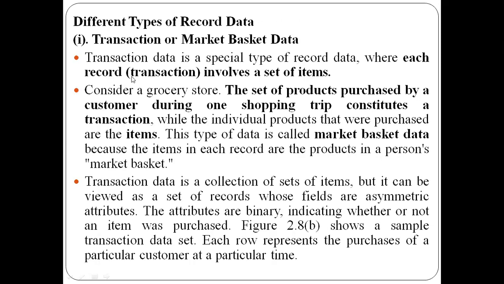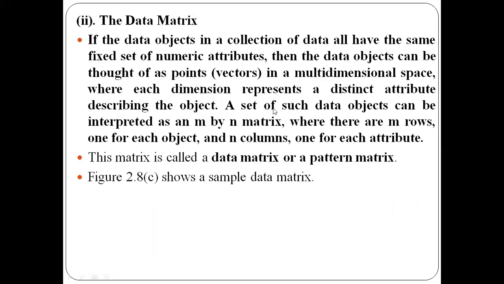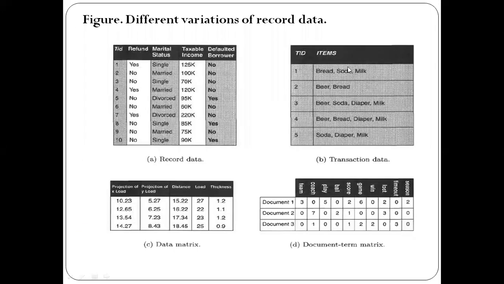The first type of record data is transaction or market basket data. Transaction data is a special type of record data. Here each transaction has a set of items which are purchased by the customer during shopping, and that is represented as a transaction. The products are the items which are bought by the customer.